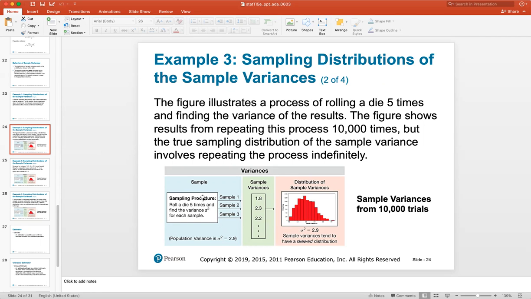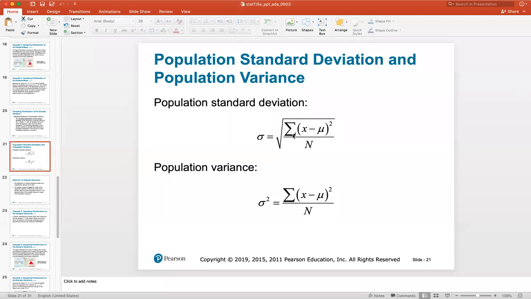So now, how can I calculate sample variances? We saw the formula, right? So we haven't seen this formula, right? But keep in mind this: the formula for population variance is slightly different from the sample variance formula. Okay, so population variance is this, right?